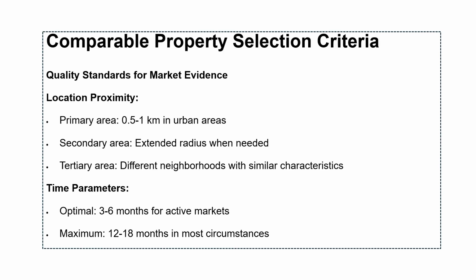Then what are the comparable property selection criteria? So one is the location proximity. That is primary area 0.5 to 1 kilometer in urban areas. Very near to that property, we will try to have a radius of, say, for example, very close in vicinity 0.5 to 1 kilometer. That is what we are looking for.